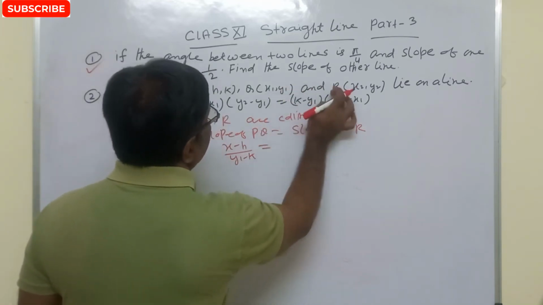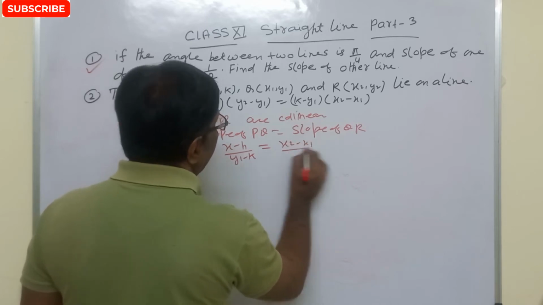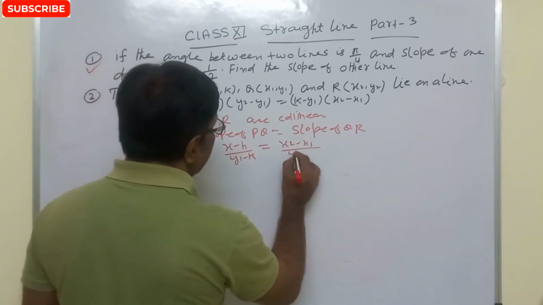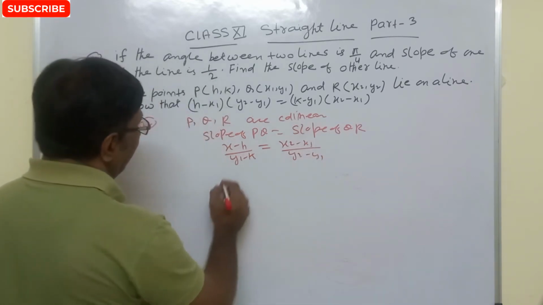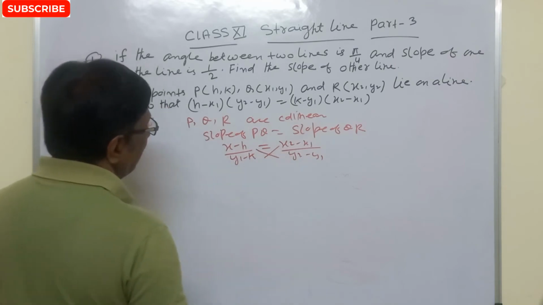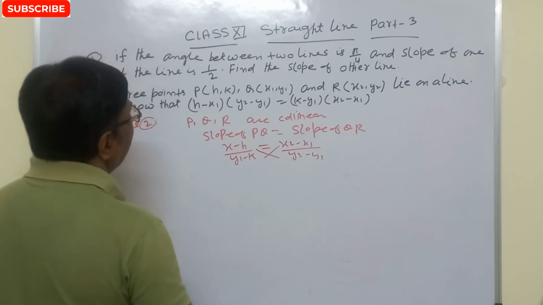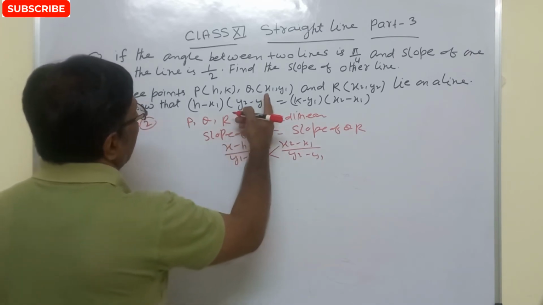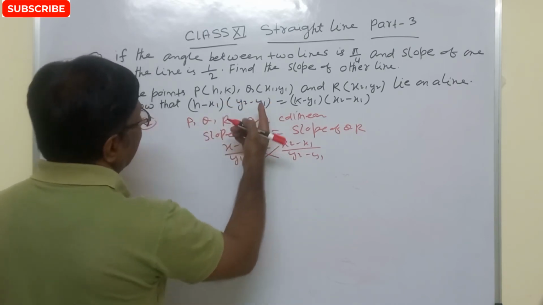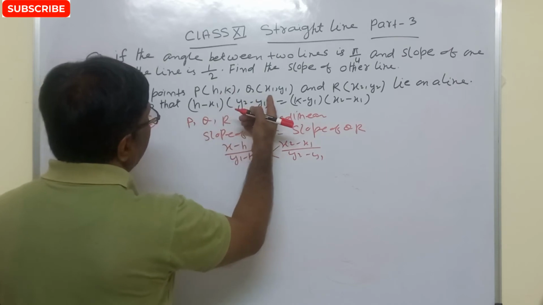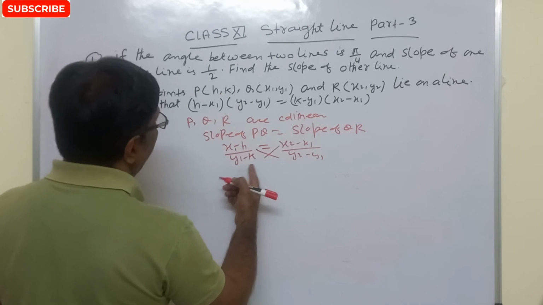So this is again x2 minus x1 and divided by y2 minus y1, right? So if we cross multiply, we will get like this. So this is x1 minus h or h minus x1, and this is y1 minus k.